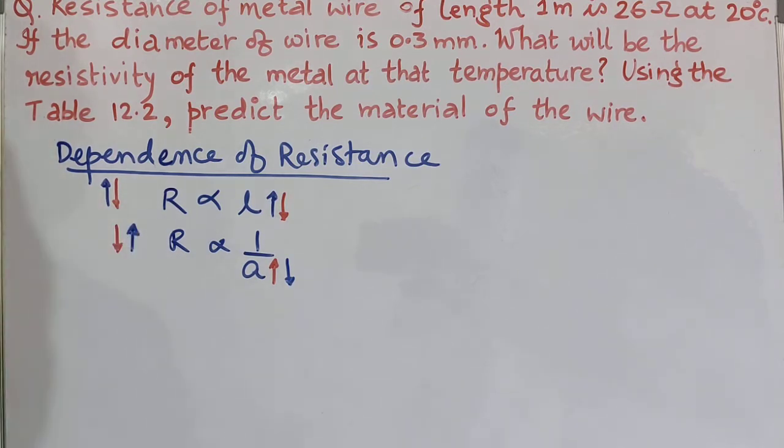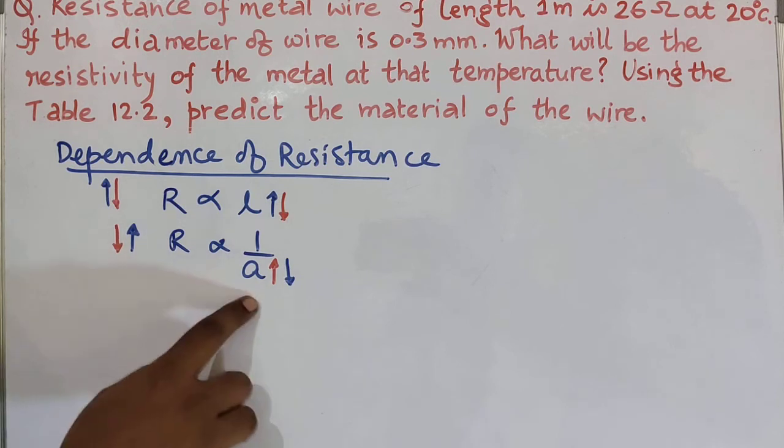Just tell me, what do you want? You want more resistance or less resistance? We want the current to flow through the circuit, right? So obviously we want lower resistance. So what is the dependence here? R and A, inversely proportional.